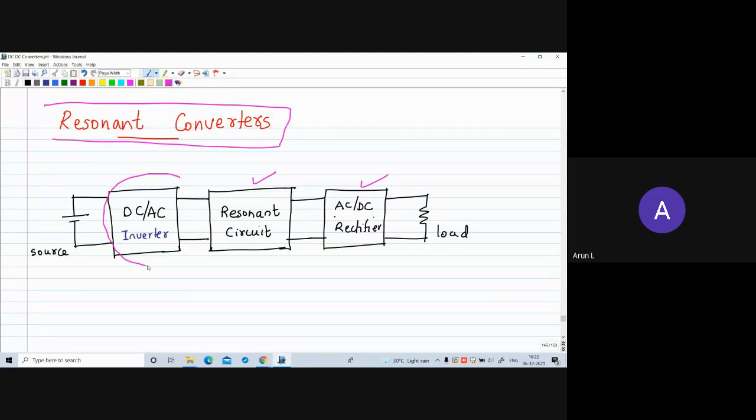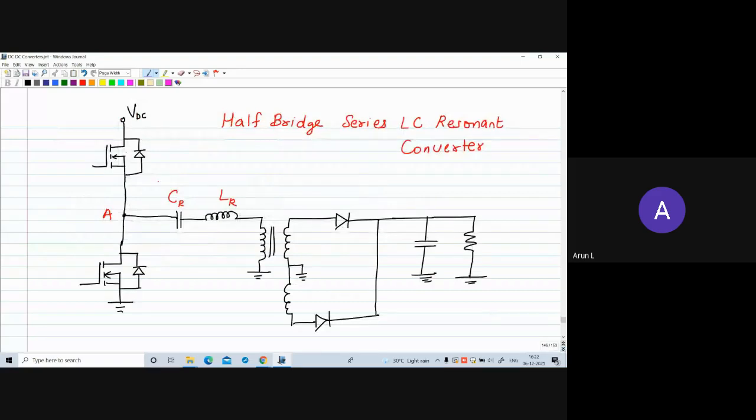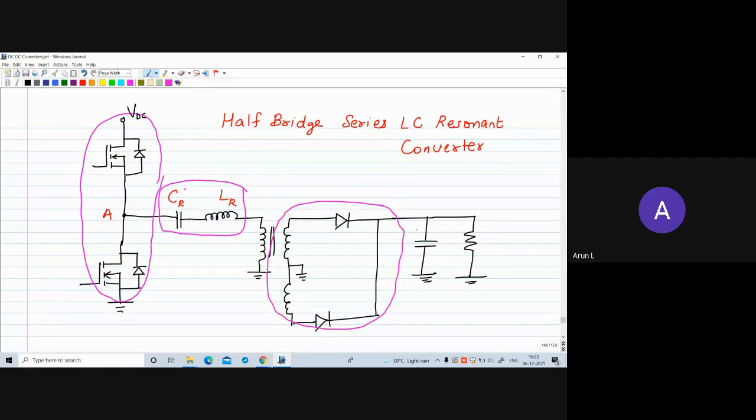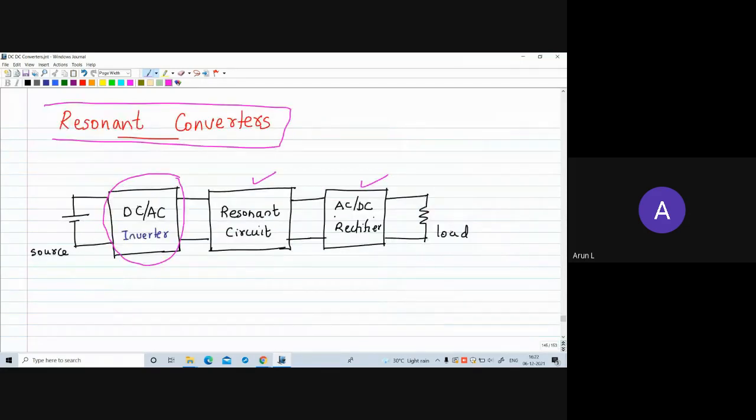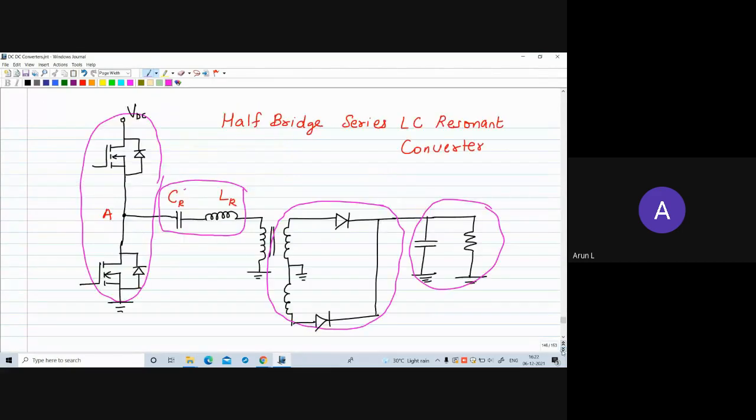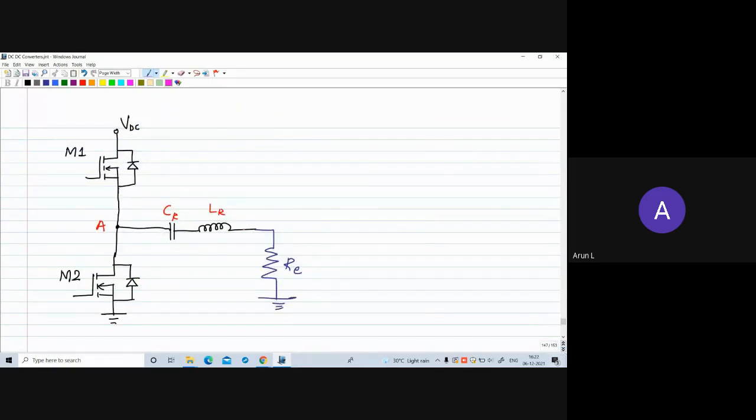DC to AC conversion can be done using this arrangement, half bridge. Then you have a filter part consisting of an L and C. Then this is our rectifier part, rectifier with the center tapped transformer. Then this is our load section. So this is matching with this block diagram. Now what will this filter do? So this rectifier I have modeled using an equivalent resistance.